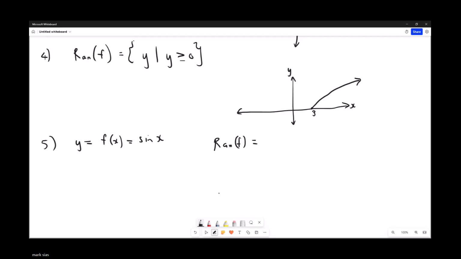So for the range, sir, it's going to be negative one and positive one. Right. So it's the set of y, an element of the real numbers, such that y lies between positive one and negative one. You guys remember the behavior of the sine graph, how it's like a wave function. But you will see the upper bound is 1 and the lower bound is -1, okay? If you were to draw that graph again.